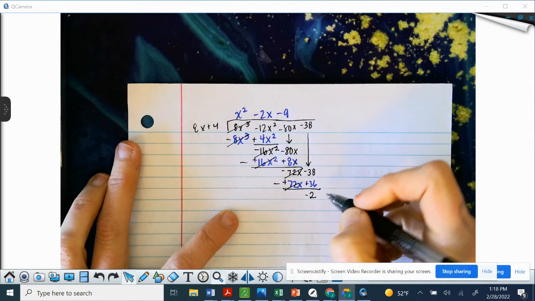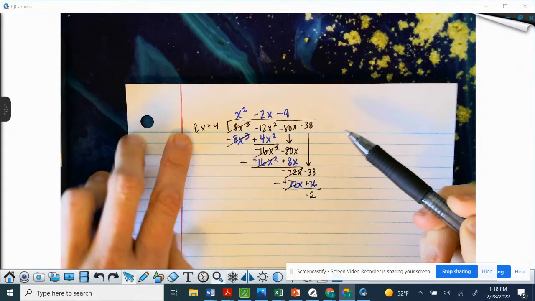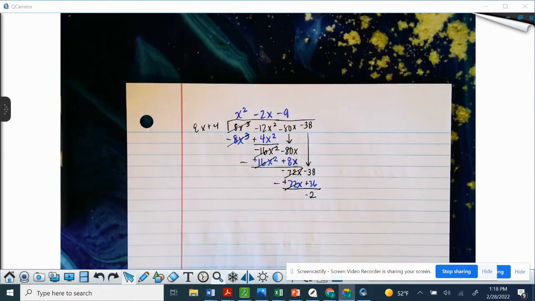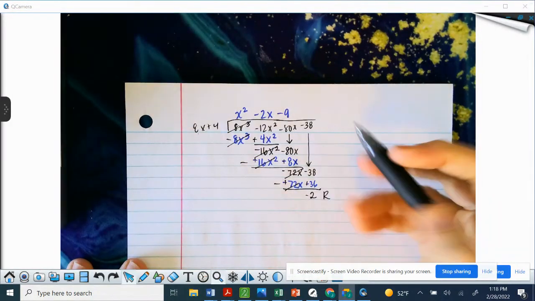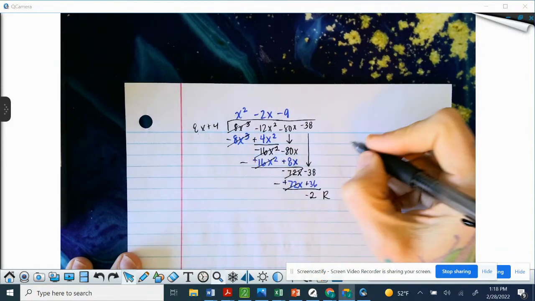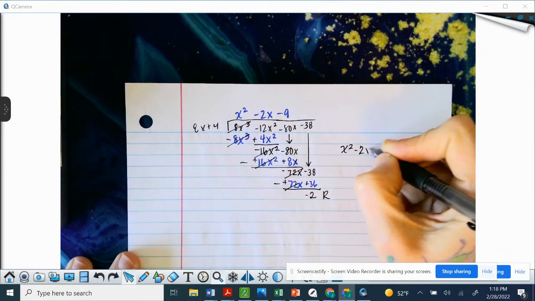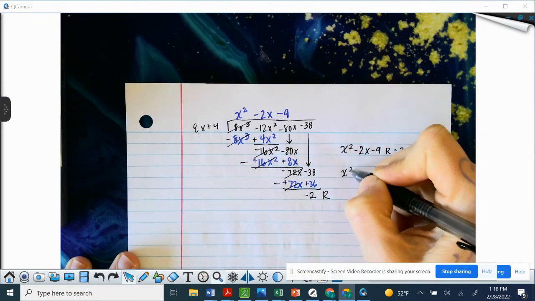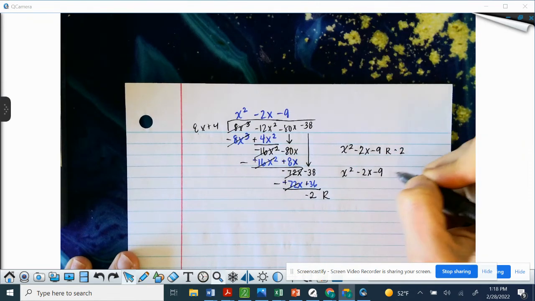And then there's nothing that I can multiply 8x by to get out a negative 2. And so we're done. So we know this is our remainder. Again, this is not a factor. Our answer is x squared minus 2x minus 9 with a remainder of negative 2, or again, x squared minus 2x minus 9 minus 2 over 8x plus 4.